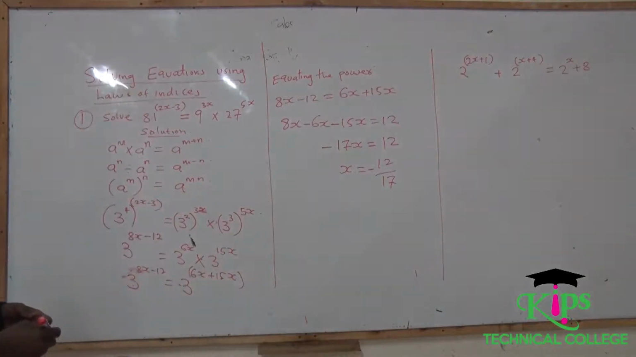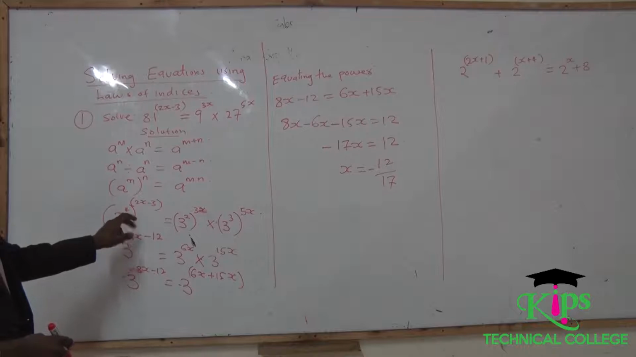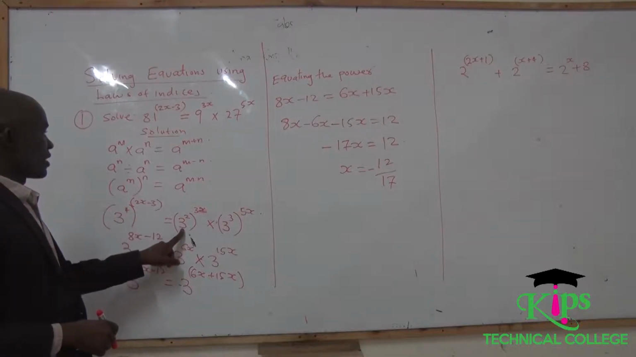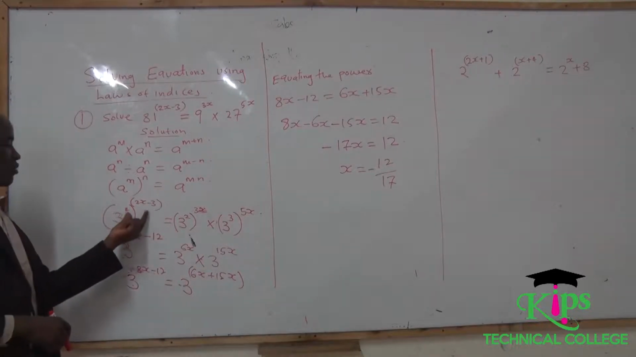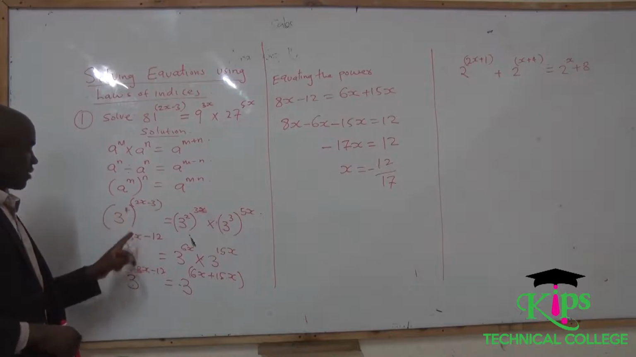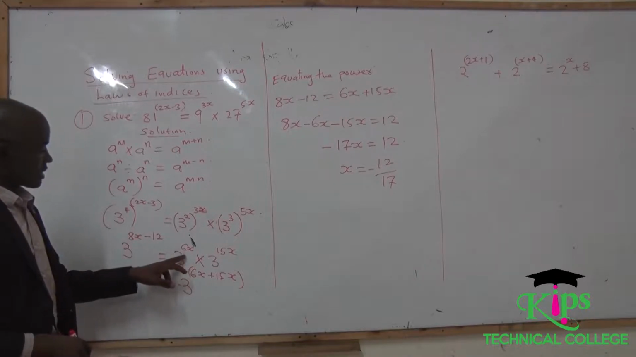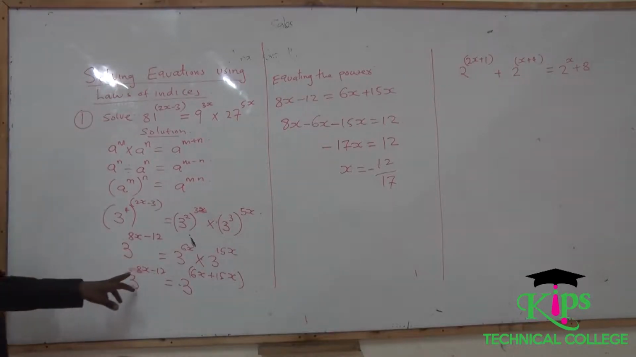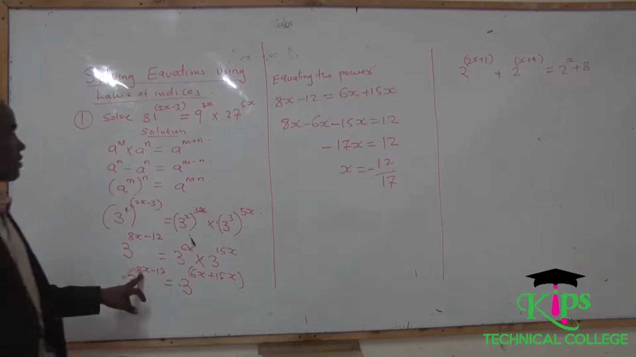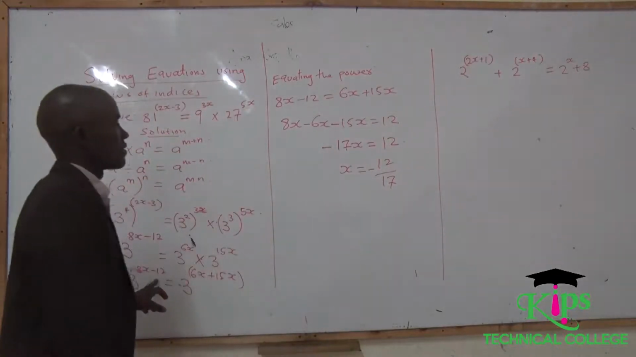So basically, if we go through it, we have said that you have to write this one to the lowest base, which is 3 raised to 4. Then this one also you need to write in terms of base 3. We have also said you multiply the powers. So this is 8 and this is 12, this one becomes 6, this one becomes 15x. So once you are there, you can now equate the powers, whereby you have 8x minus 12 is equal to 6x plus 15x.